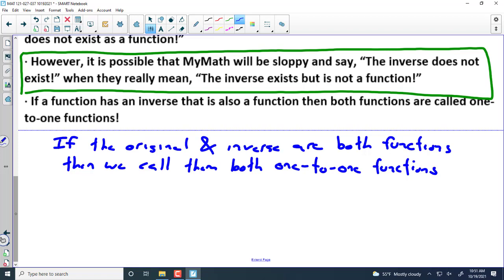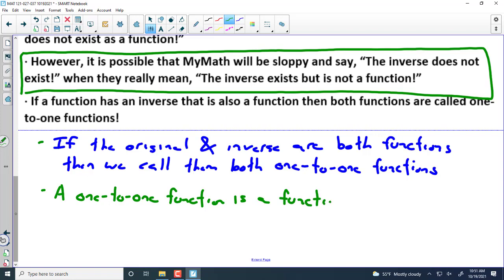In other words, let me say it another way too. A one-to-one function is a function whose inverse is also a function. So I'm going to show you a quick little example of what I mean by this.